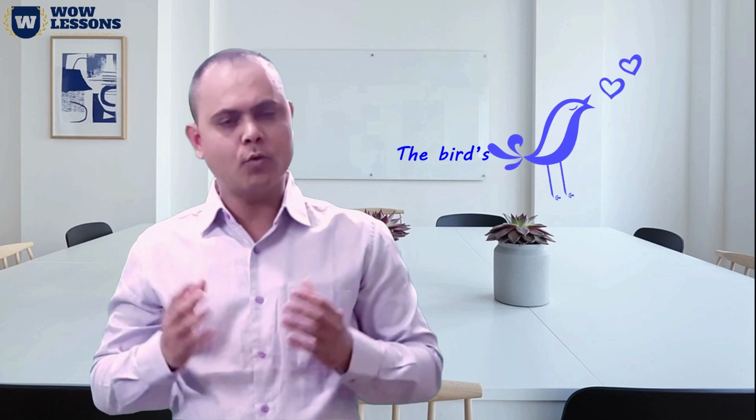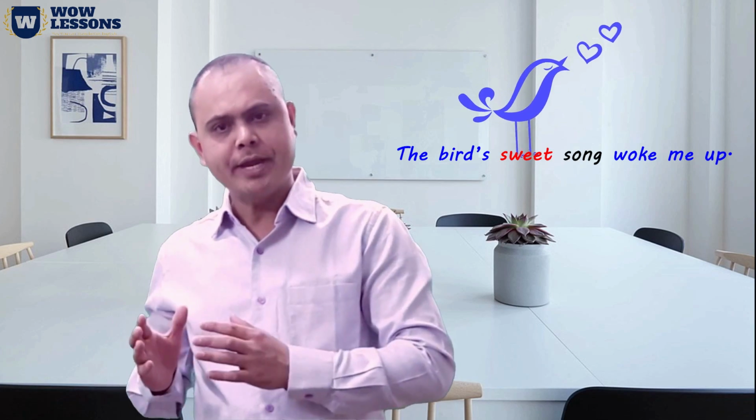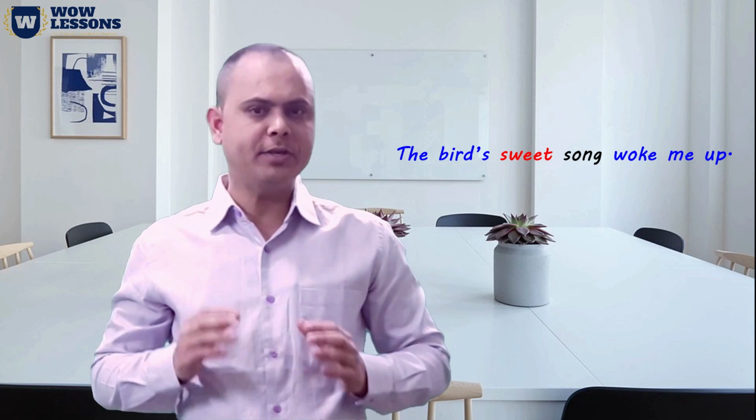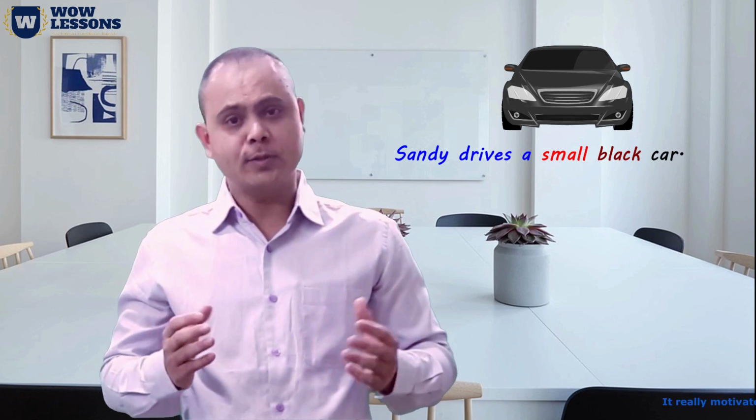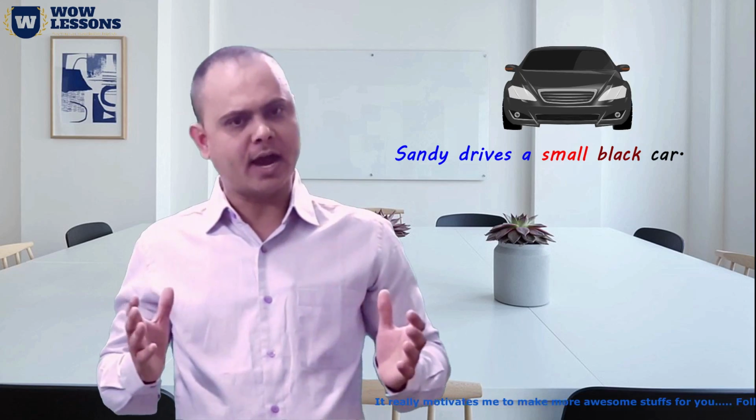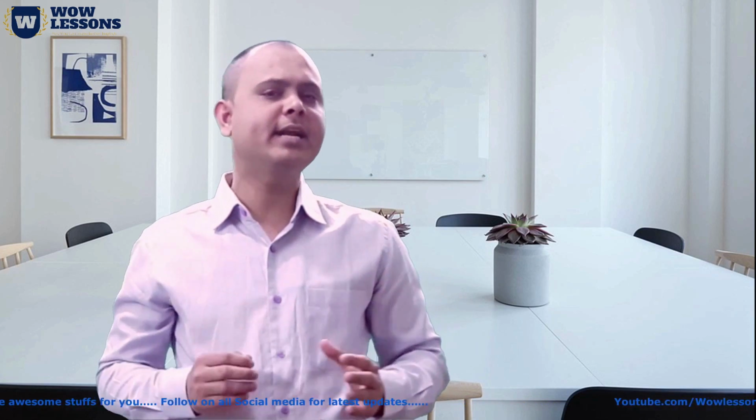The bird's sweet song woke me up. In this case, sweet is the adjective and it's describing song, which is a noun. You can tell it's an adjective because it comes directly before the noun, that is song, and it defines aspects of it. Another example, Sandy drives a small black car. Both small and black describe the car. You know, we can use multiple adjectives in English. Sometimes they are separated by a comma, not always, but you can use several adjectives in front of a noun and they all will modify whatever noun comes right after them.